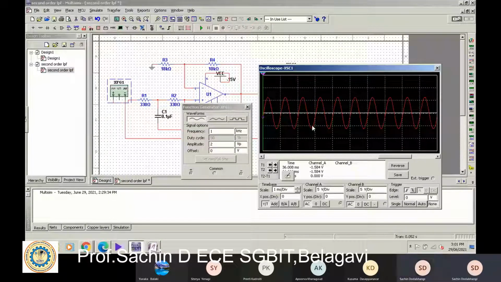So it is covering 2.8 divisions, so 2.8 into channel A. What is the scale of this channel? You can see channel A, the scale is 5 volt per division. For each division it is considered to be 5 volt. I repeat, each division is considered to be 5 volt. So now if one cycle is covering 2.8 peak to peak divisions, then what is the peak to peak voltage? 5 into 2.8. So how much will we get for 5 into 2.8?